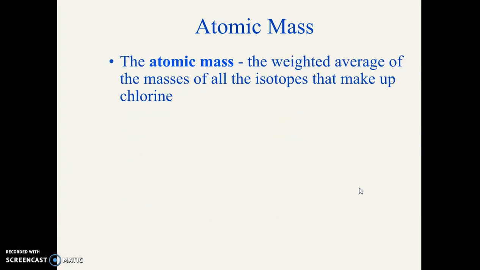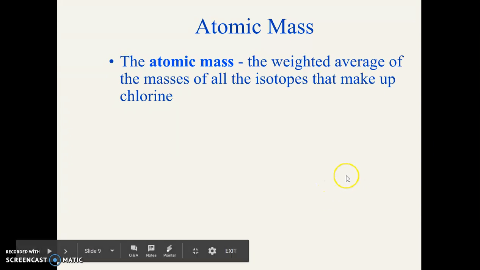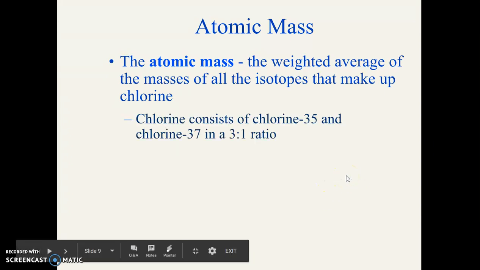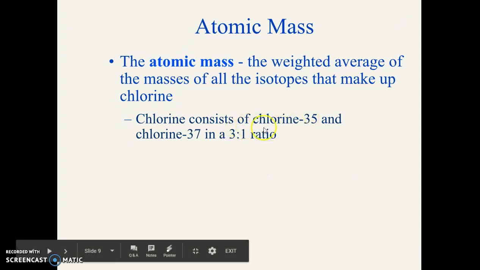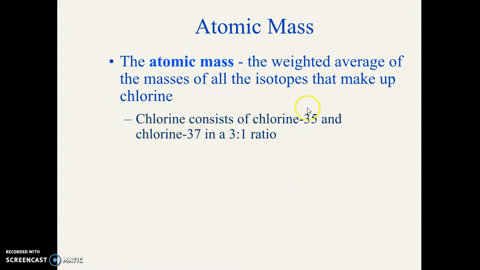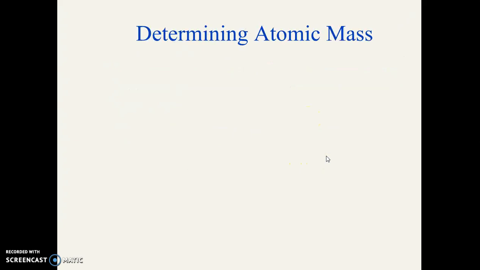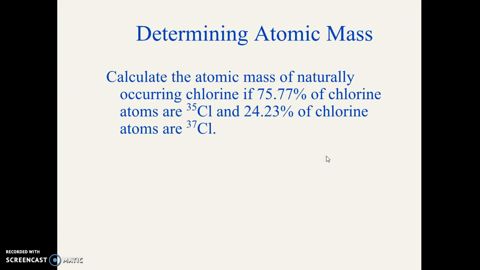So what is atomic mass? This is what's given to you on the periodic table. The atomic mass is the weighted average of all the masses of all the isotopes that make up chlorine. So chlorine consists of chlorine 35 and chlorine 37. So if you were to find chlorine in nature, about 75% of it would be chlorine 35, and about 25% of it would be chlorine 37, meaning this would be the one that has protons plus neutrons equals 35, and protons plus neutrons equals 37.